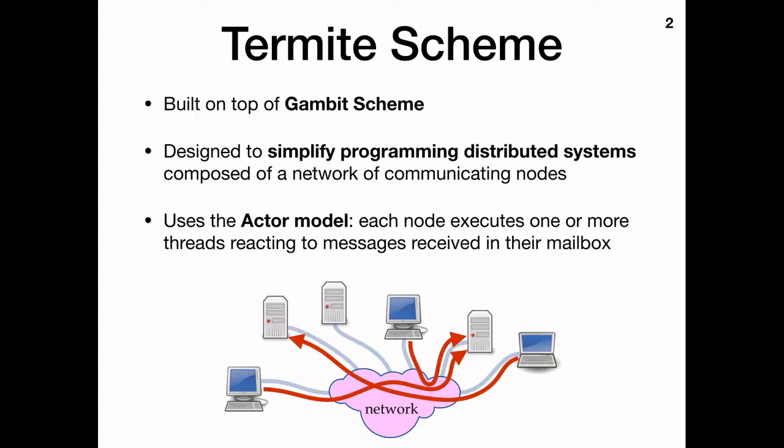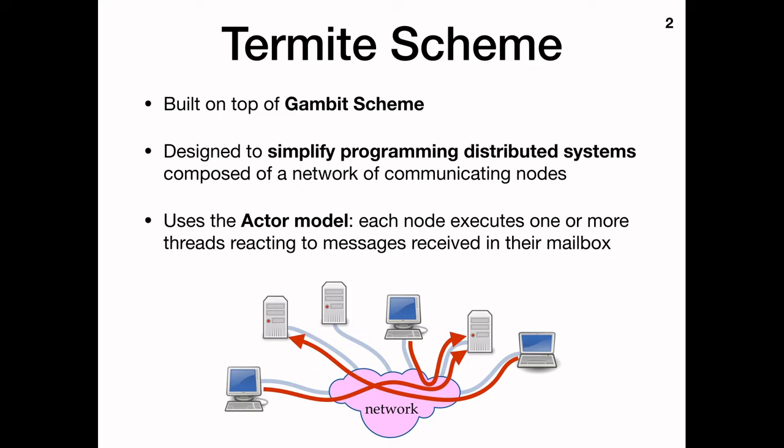Termite Scheme is built on top of Gambit Scheme. It's designed to simplify the programming of distributed systems composed of a network of communicating nodes. It uses the actor model present in the Erlang programming language, in which each node executes one or more actors, which are represented by threads, reacting to messages received in their mailbox.